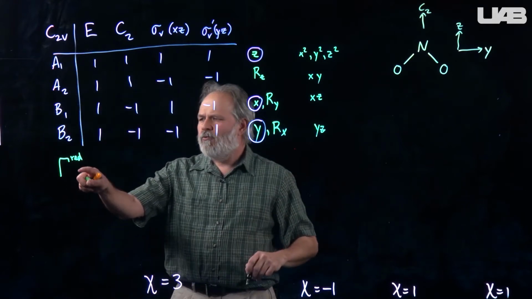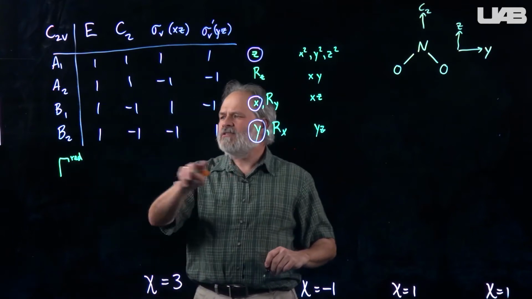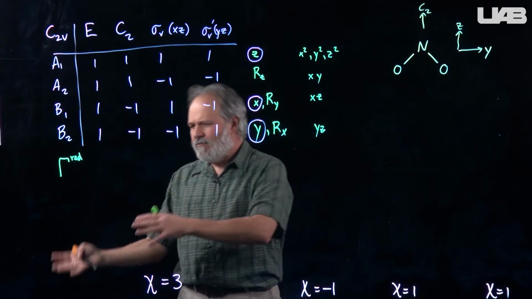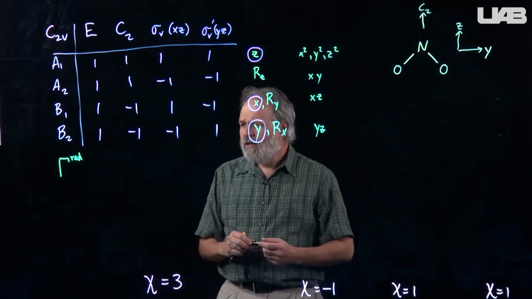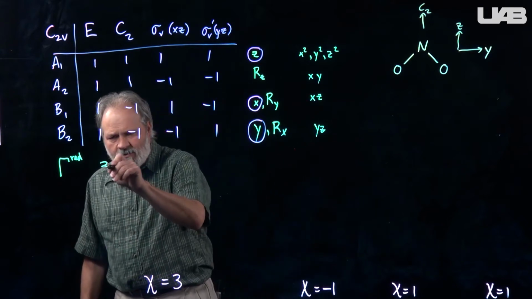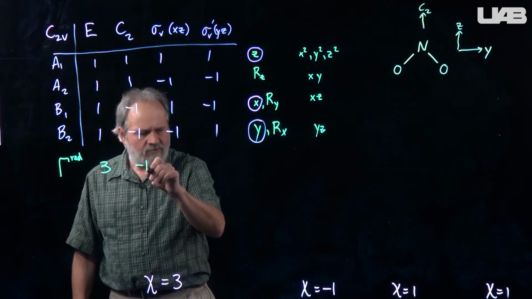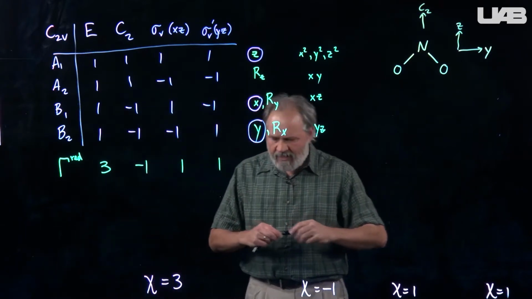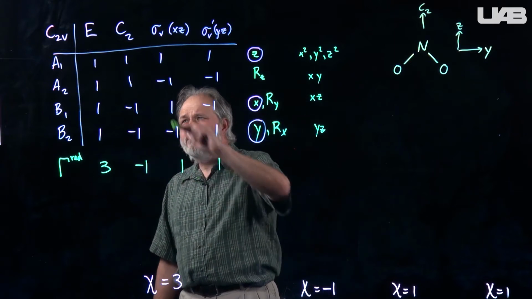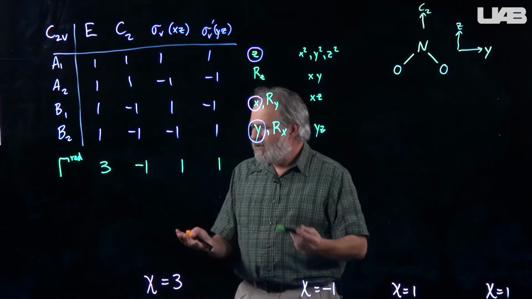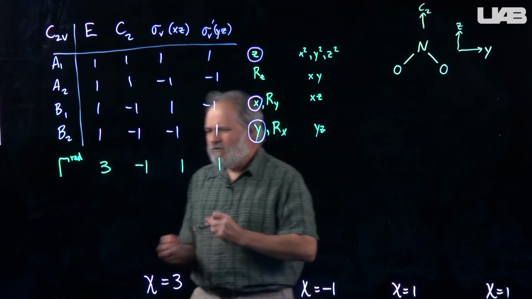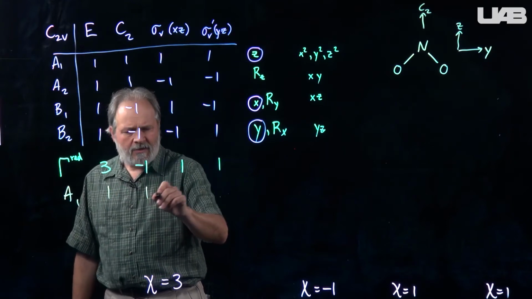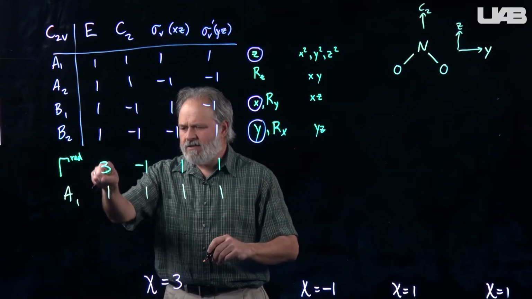A reducible representation is going to be some combination of these irreducible ones. So we're trying to go from the reducible to the irreducible. I'm going to write down the reducible characters: 3, -1, 1, and 1. And we ask ourselves, what part of this is A1? Well, we don't know. So what we have to do is multiply it by A1 and see what happens: 1, 1, 1, 1. You multiply the numbers in the two columns.